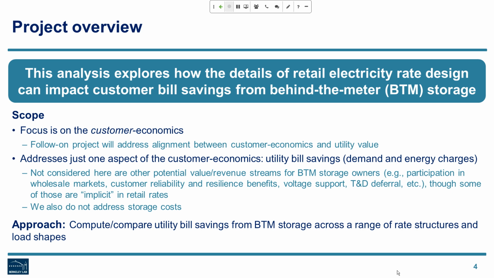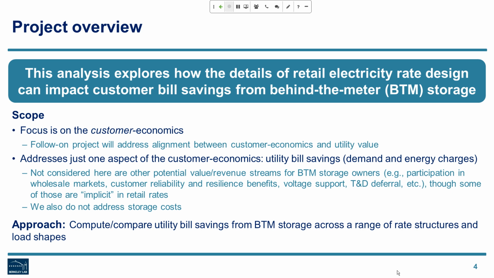So the objective of this study is to explore how the details of retail electricity rate design can impact customer bill savings from behind-the-meter storage. So to be clear on the scope of the study, the focus is exclusively on the customer economics of storage. Also interesting but not considered here is the value of storage deployment to the utility and how well the storage deployment used to maximize bill savings aligns with the optimal storage deployment for the utility grid. So those two things may be considered for future work.